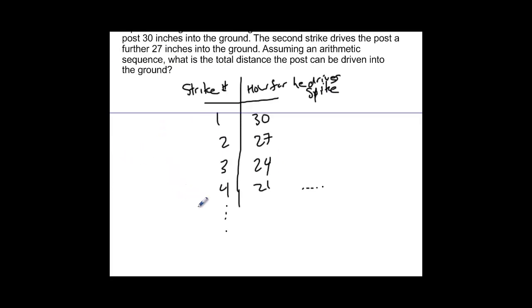So one of my questions is, what is the total distance the post can be driven into the ground? First thing we're going to have to do is figure out when the spike will stop moving. On what strike number will the spike no longer go in the ground, mainly because the spike is probably all the way into the ground? So I'm actually going to solve for when the spike has a value of 0 and figure out what strike number it happens to be.